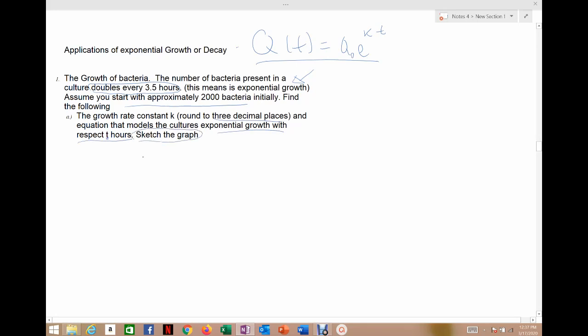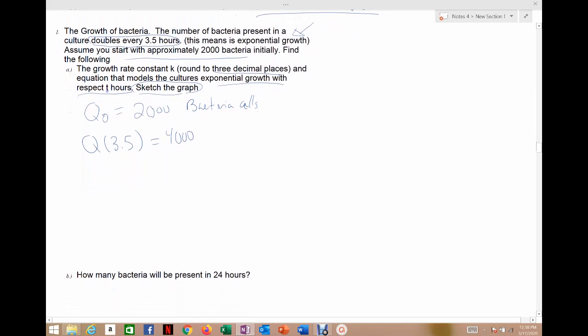Alright, so first, k. We want to find k and the model. Alright, so we know we're given the initial amount, 2,000. Again, I'm assuming this means 2,000 bacteria cells present. Alright, we know that in 3.5 hours, that will double. When I have 3.5 hours into this, I'll double that to 4,000. Alright, to find k, that's the information I'm going to use.